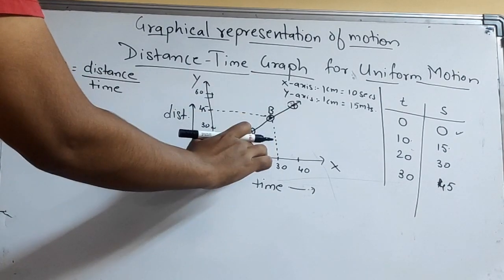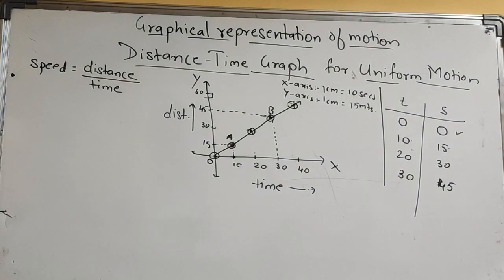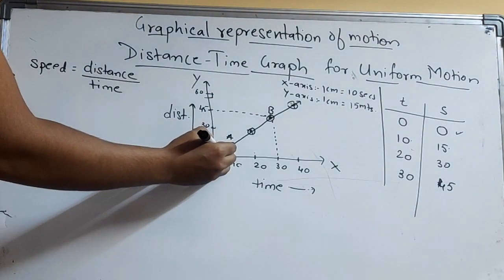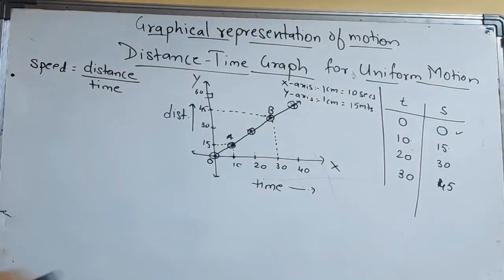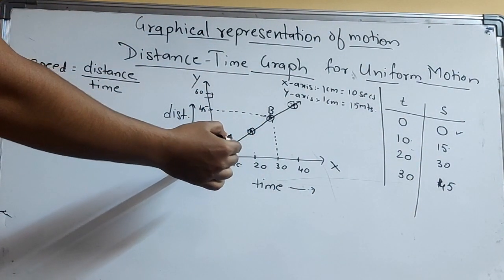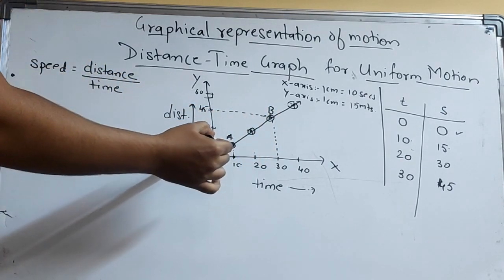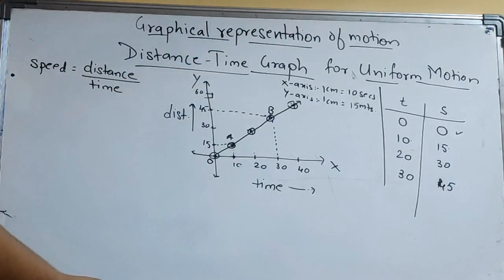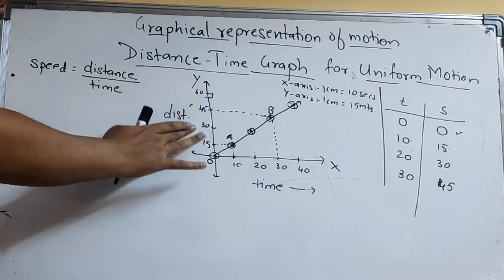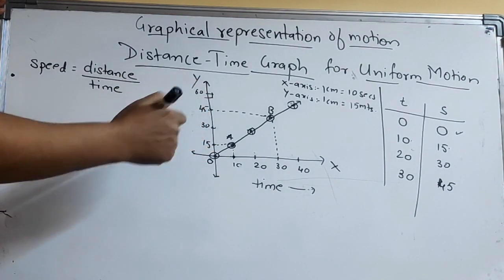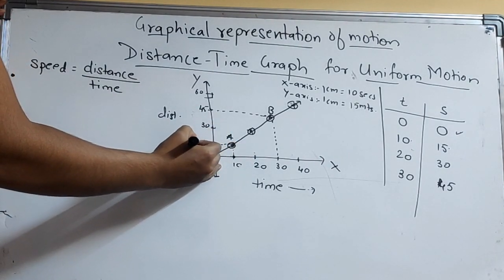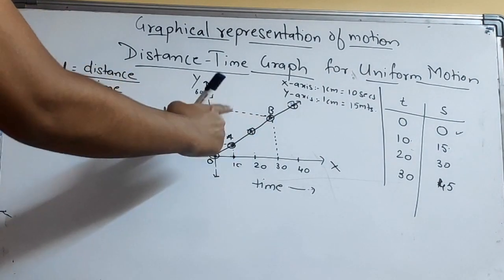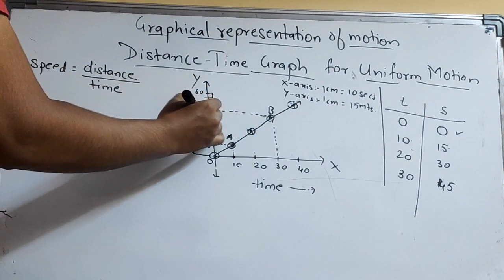Now when the object is at A, it is at this point, and when the object is at B, it is at this point. So the distance covered while traveling from point A to point B will be from here to here. I'm just erasing this part. You all know this represents distance. So at point A, let the distance be S1, and at point B, let the distance be S2.